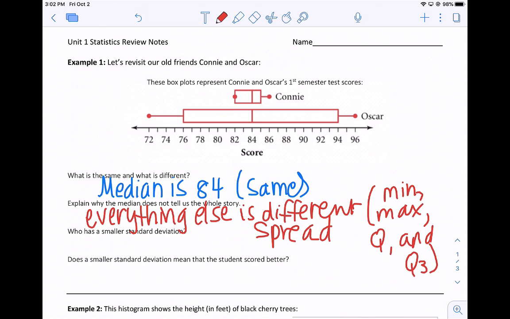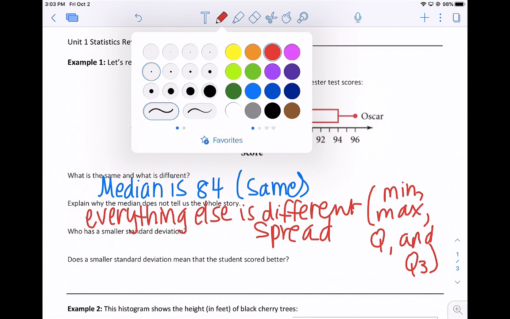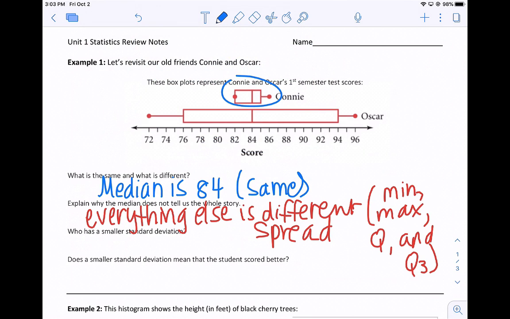So who has a smaller standard deviation? Whose data is less spread out from the median? That would be Connie. Connie's is a lot more consistent. She does about the same every time, and you can see that her box plot is a lot smaller. So Connie has a smaller standard deviation because she is more consistent. She does about the same every time.